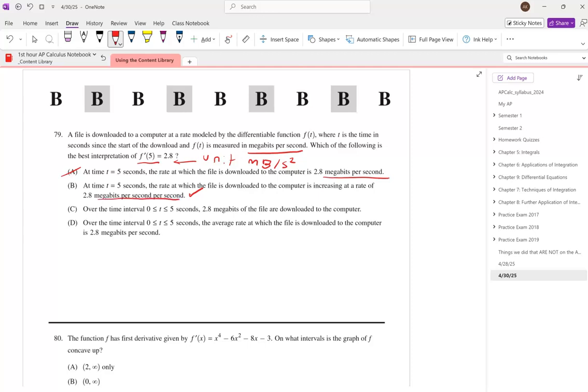So we'll keep B. Part C says over the time interval 0 to 5 seconds, 2.8 megabits of the file are downloaded to the computer. That's like doing an integral. And D says over the time interval 0 to 5, the average rate at which the file is downloaded to the computer is 2.8 megabits per second. Wrong unit. B is my only option. All I did was worry about the unit that it had to have, and I was able to eliminate down to one option that is the correct option.